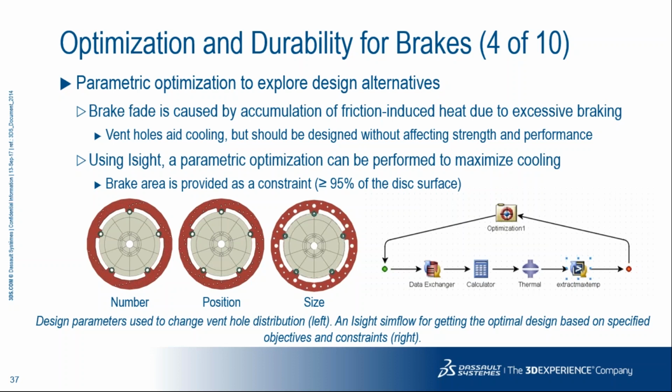This can be approached by modifying the material or geometry. One option, in this case, is vent holes, which allow air to circulate and flow through the disc and help in cooling. It is required to achieve the best possible cooling without affecting the strength and the performance. That is more important and critical. The different parameters to be validated may be varied in terms of the number, position, or size of the vents for air circulation for cooling purposes.